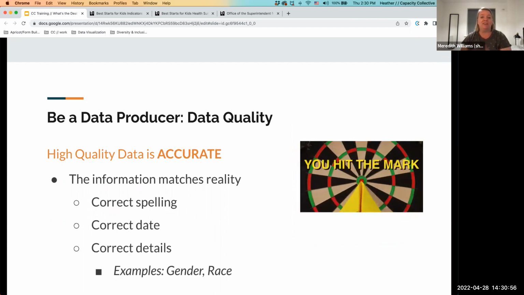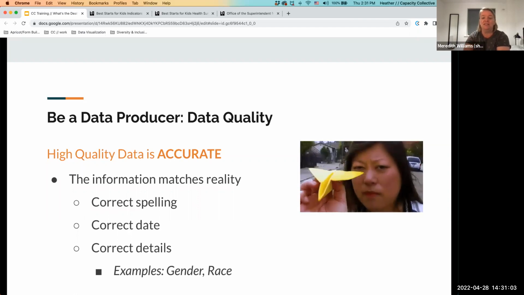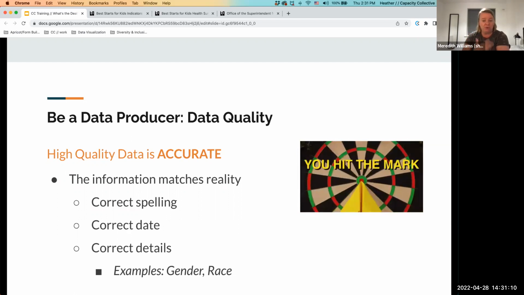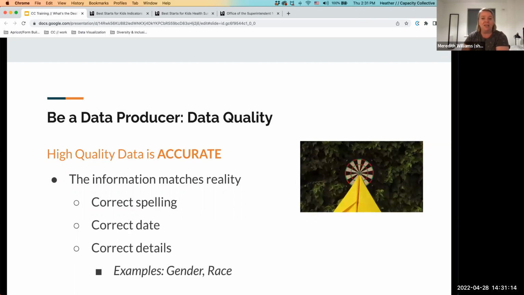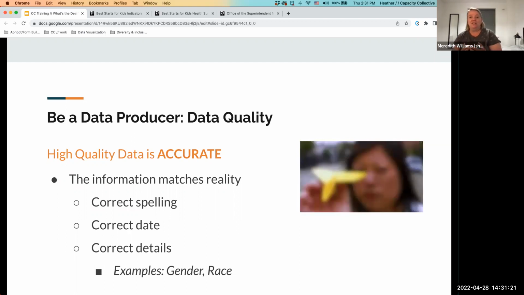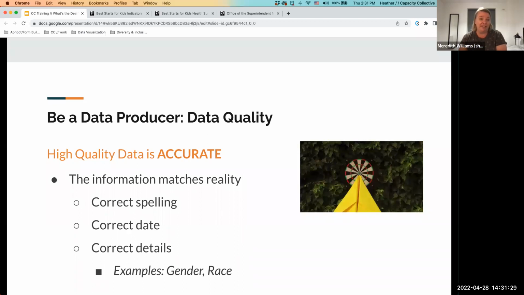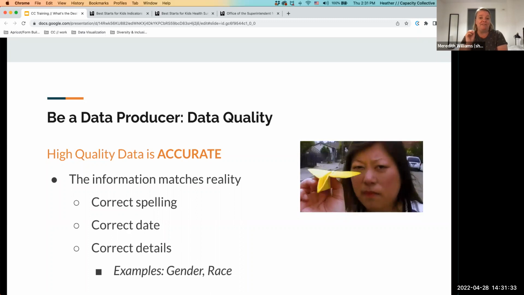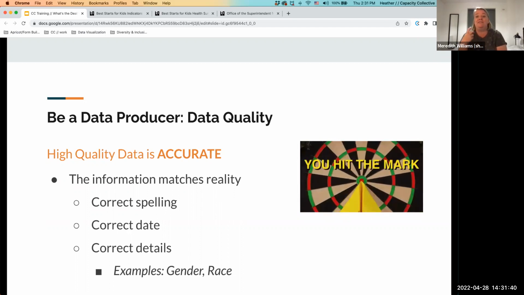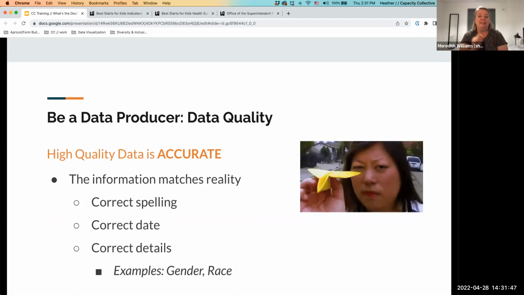High quality data is also accurate. I think that's obvious. But it's more than just being correct. It's more than just the correct spelling, correct dates, and correct details. It also means that you're accurately representing the lives of the people you're serving. So it is, of course, incredibly important to have the spelling and the date and the details correct, but also you should be collecting data in a way that makes sense for your population. So for example, if you collect gender as female and male, you're going to get a lot of answers, but it's not going to be fully accurate if you have people that identify as something other than male or female. So if you have non-binary folks, they are not going to be accurately represented in your data. So you've already biased your data or made it a little bit inaccurate by leaving out that option from your form.